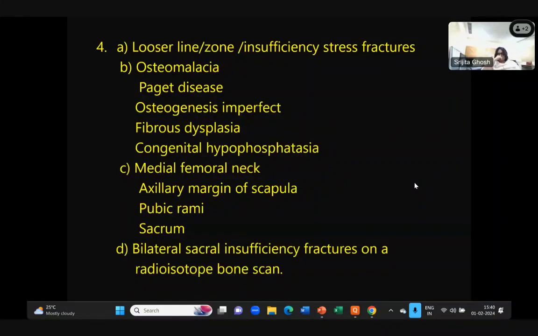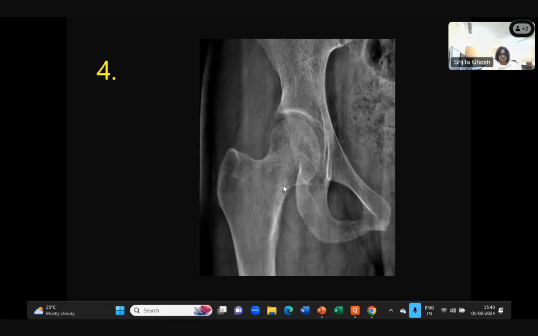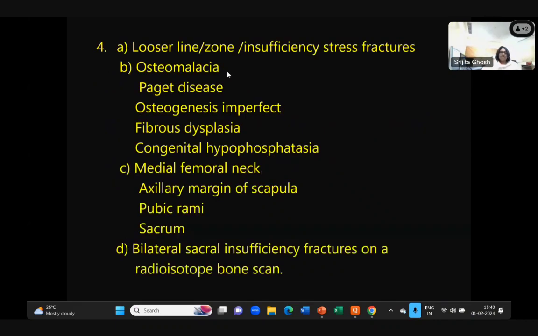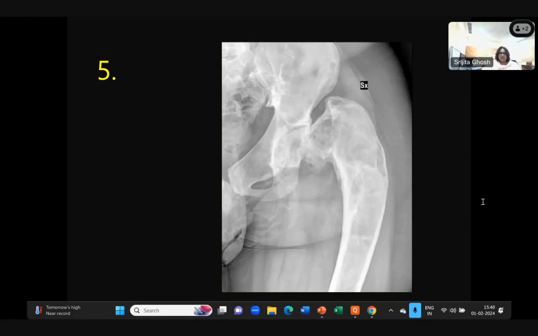So yes, it's a Looser's zone. It's an insufficiency fracture. We are seeing this over here. See, this is the common location, perpendicular to the line of the cortex. 2 conditions, there are multiple. So any of these you write, you will get it correct. And what are the common sites? Any you write will be correct. Everybody has written multiple. And bilateral sacral insufficiency fracture, radioisotope scan is for Honda.